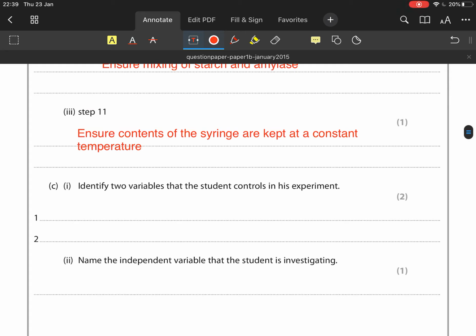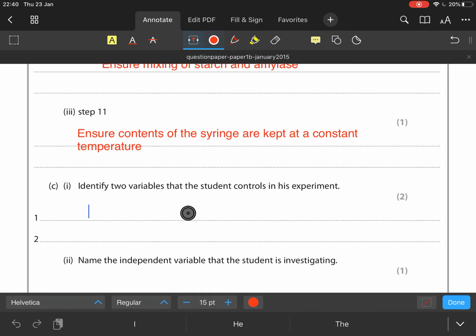Identify 2 control variables. Again, this is something we discussed in practical methods. It's an investigation to see the effect of temperature on the rate of an enzyme-controlled reaction. We know that enzymes are affected by substrate concentration, enzyme concentration, pH, and temperature. Identify 2 control variables for this experiment. We're just going to state the things that aren't being changed.